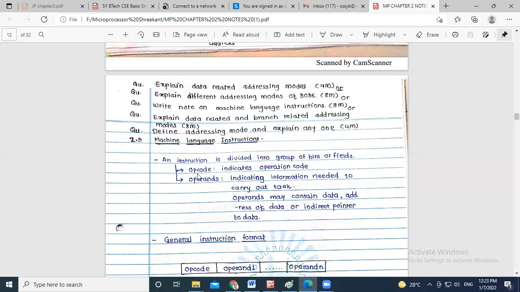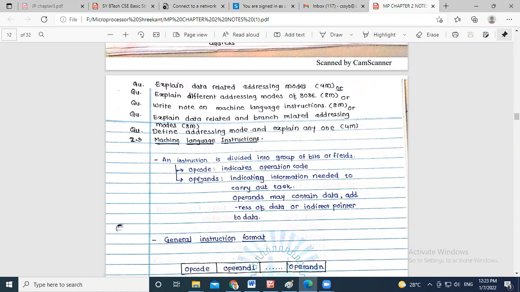The first one we call opcode. Opcode is nothing but operational code. We use the code that is going to do the operation. That is nothing but the operational code, which is syntactically represented as opcode. It indicates the operation code.